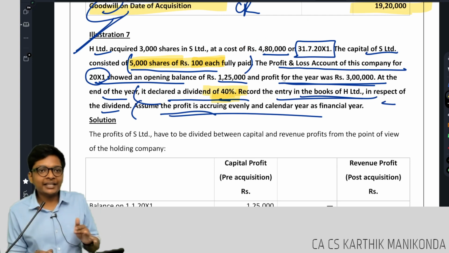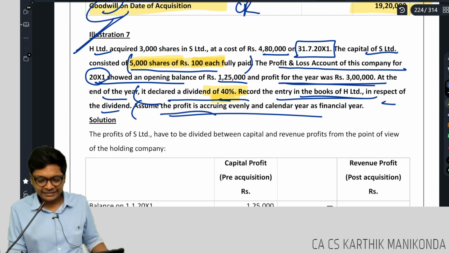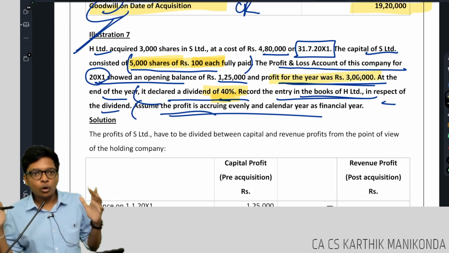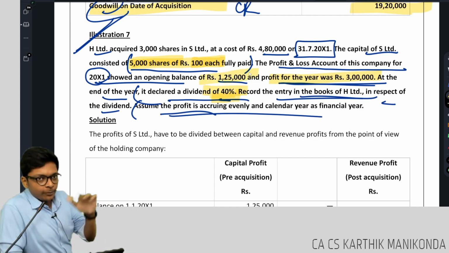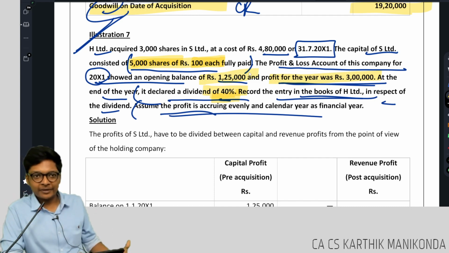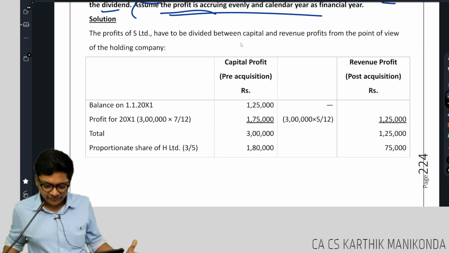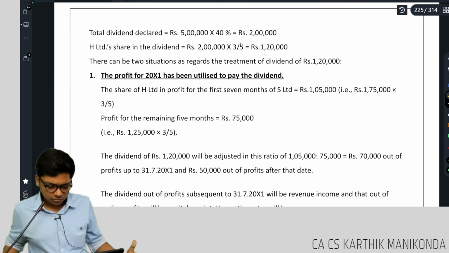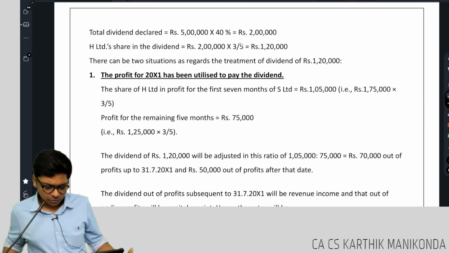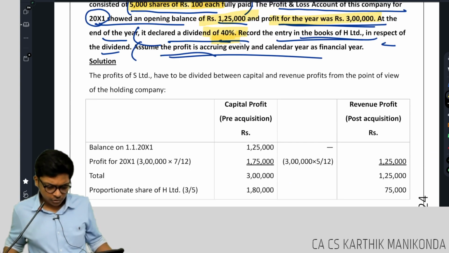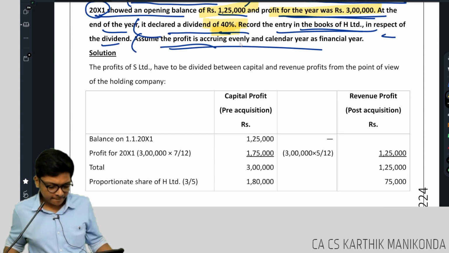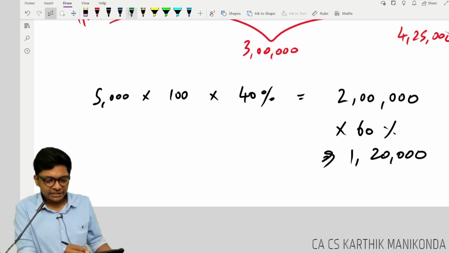So profit for the year, that year. His interpretation is that profit for the year is 3 lakhs, and that is that year's profit. But with the opening balance, the total overall will be 4,25,000. That's the interpretation. I am hoping the question has done the same way, but they have not. Okay, they have done it in your method. We will come to that. First, let me finish the dividend, guys.